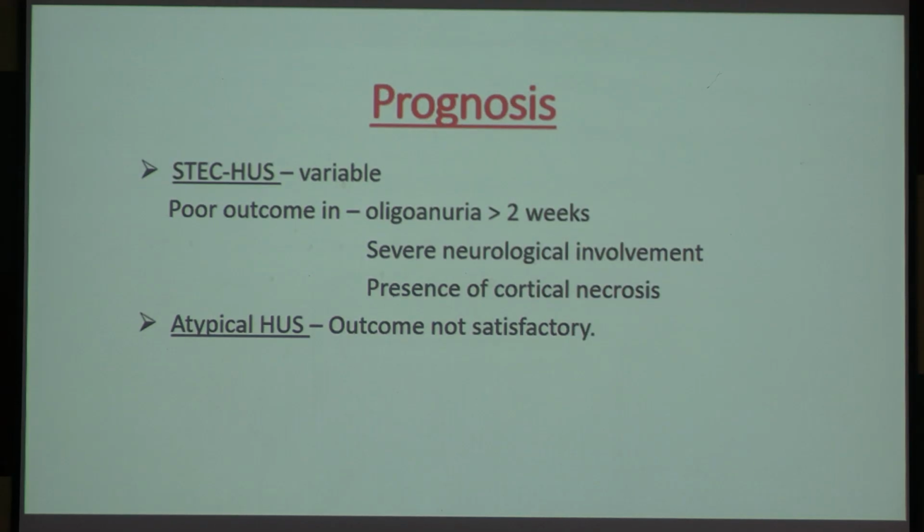Prognosis: typical or STEC, that is Shiga toxin producing E. coli, leads to hemolytic uremic syndrome, the outcome is variable. Poor outcome if there is oliguria or anuria for more than 2 weeks, severe neurological involvement, episodes of seizures or encephalopathy, and presence of cortical necrosis. And in atypical HUS, outcome is not good.